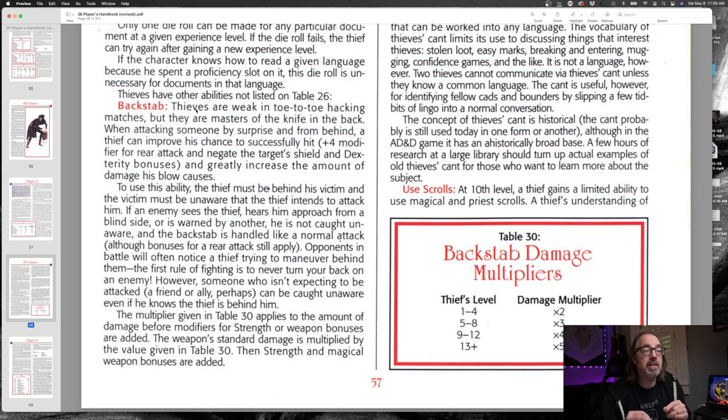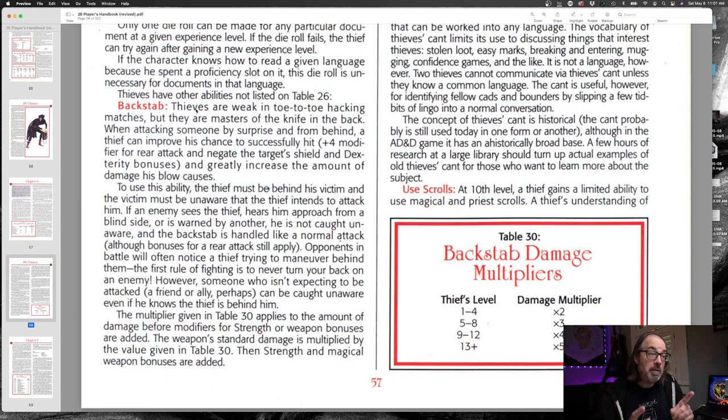When attacking somebody by surprise and from behind, by surprise. Now, they don't capitalize or italicize the word surprise, so they might not mean actually surprise, but you could rule it as that if you roll a surprise check. From behind, a thief can improve his chance of success by a plus four modifier. What's funny too is it gives a plus four modifier for your attack and negates the target's shield and dexterity bonuses. Well, if somebody is surprised from behind, you always get that. So that's no bonus to the thief. That's to everybody. They get two more basically. And increase the amount of damage that the blow causes.